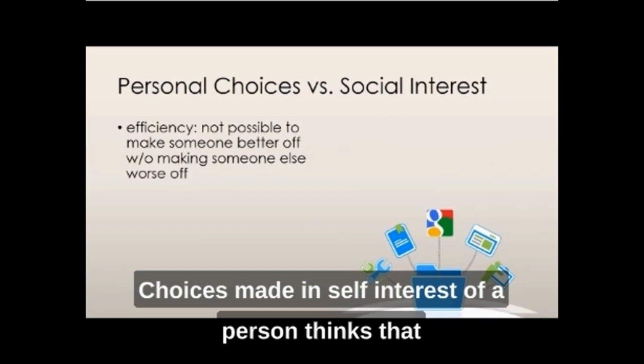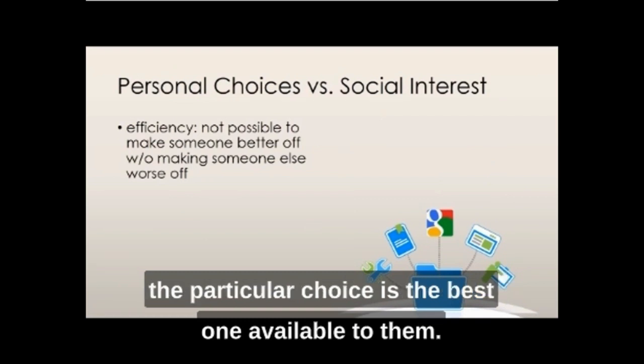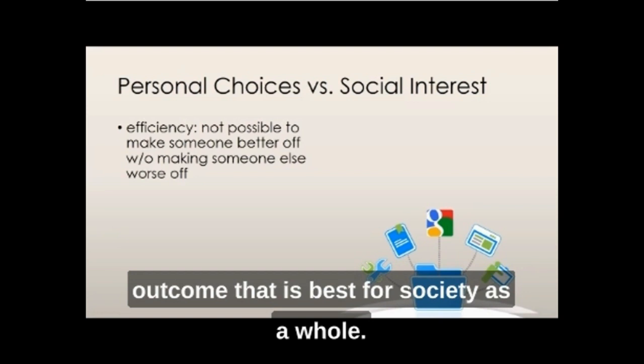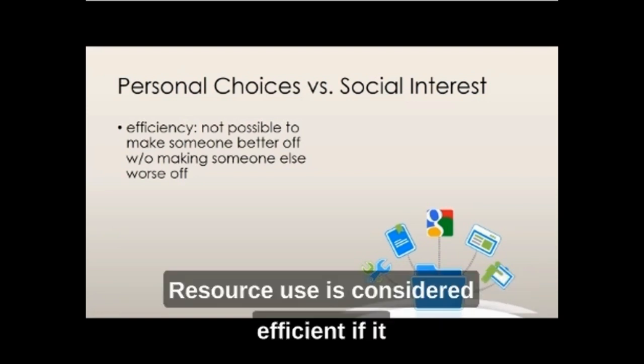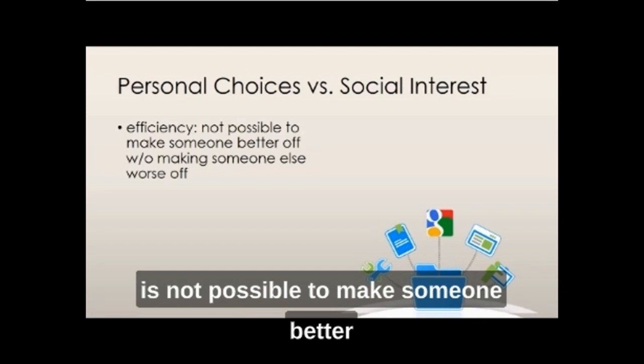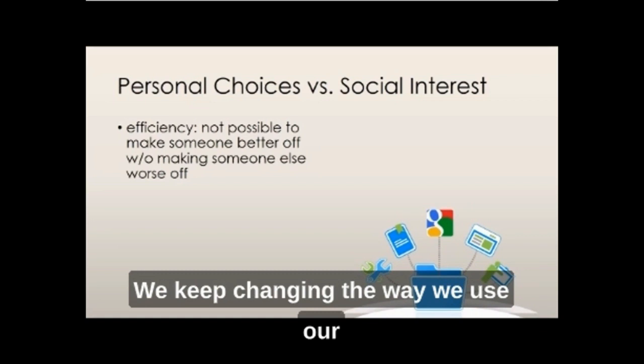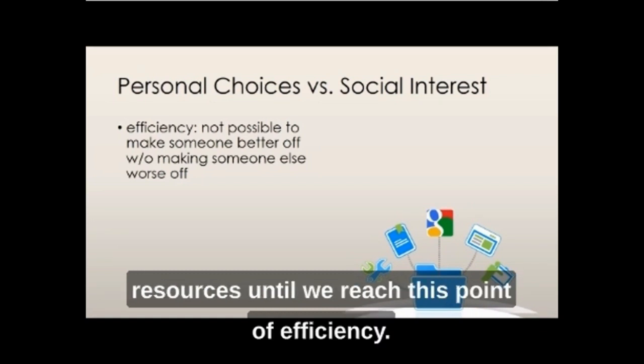Choices are made in self-interest when a person thinks that the particular choice is the best one available to them. Choices made in the social interest result in an outcome that is best for society as a whole. Resource use is considered efficient if it is not possible to make someone better off without making someone else worse off. We keep changing the way we use our resources until we reach this point of efficiency.